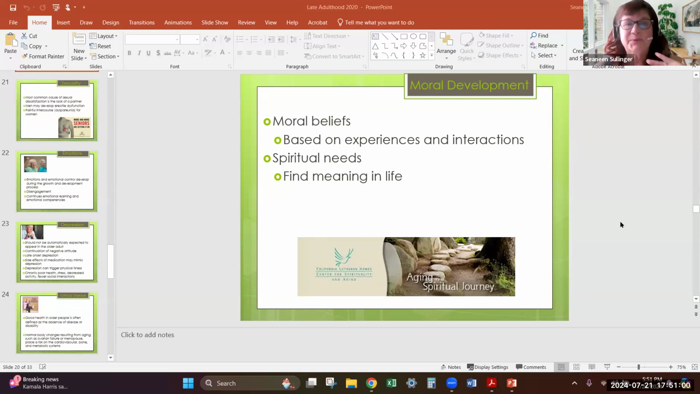So we've gone over Kohlberg's moral beliefs, and then one of the other things that happens in late adulthood is sometimes the person will find meaning in life in terms of spiritual needs, faith and spiritual needs. So they may end up going back to going to church or synagogue or wherever their faith leads them.